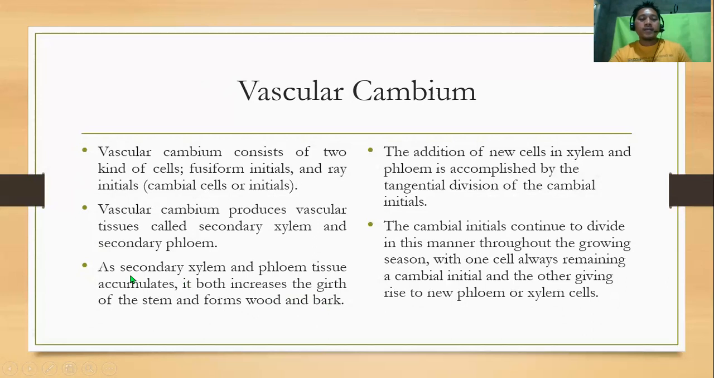So samtang nagkadaghan ang secondary xylem na na-produce and phloem, magkadako ang kahoy. The addition of new cells in xylem and phloem is accomplished by the tangential division of the cambial initials. So these fusiform initials and re-initials na siya tangential division. Later we'll discuss it. The cambial initials continue to divide in this manner throughout the growing season, with one cell always remaining a cambial initial.